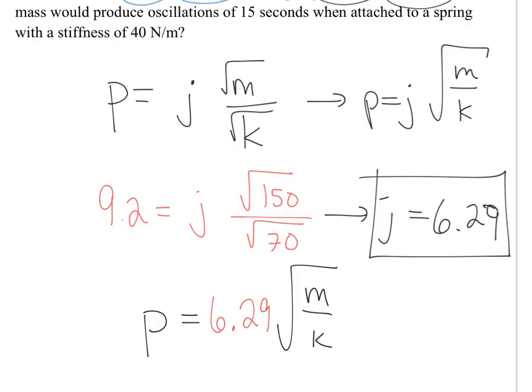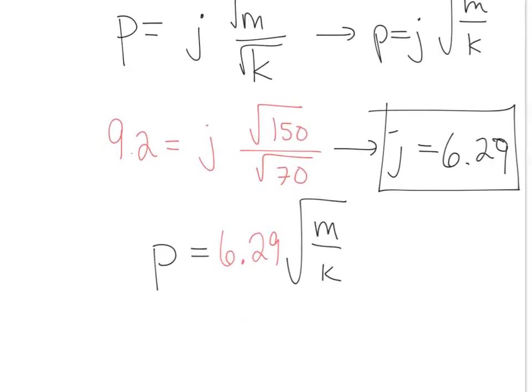So this problem says, what mass would produce oscillations of 15 seconds? What does that mean? Oscillations of 15 seconds. Where's 15 going to go? Where's it going to go, Will? Why, Will? Because that's the amount of time. Good. Period is a measurement of time. The units of 15 are 15 seconds, so 15 has to go in for period. Very good.